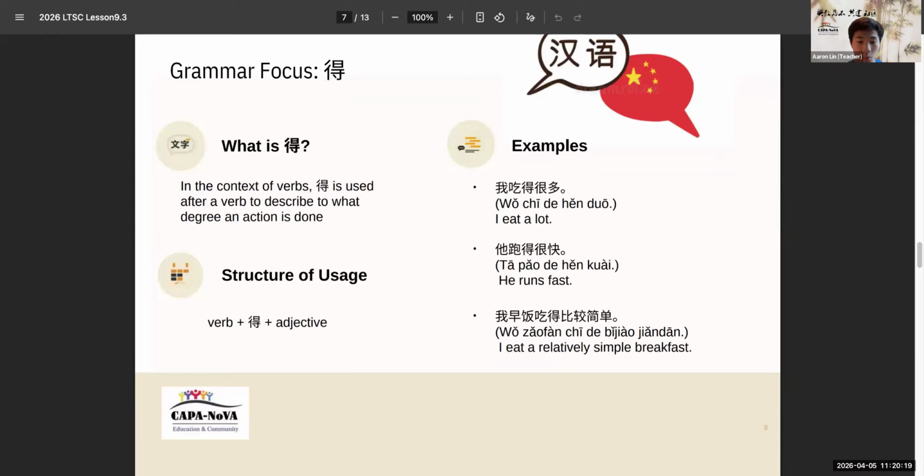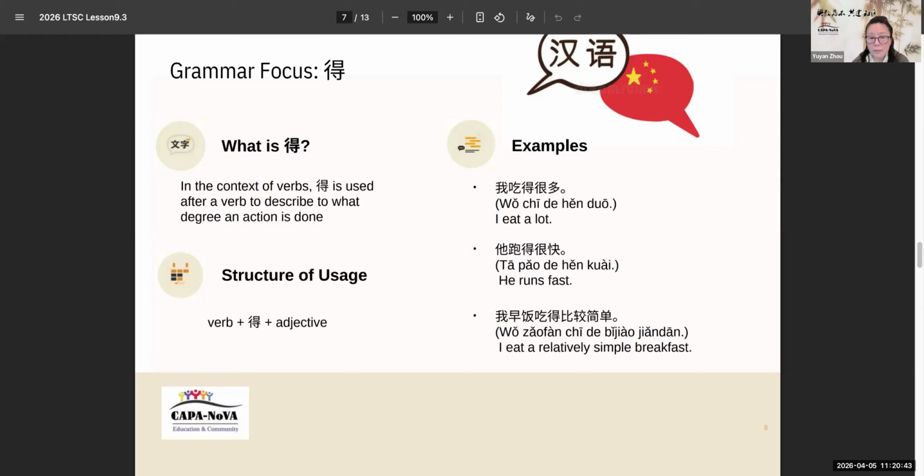And then the last one, 我早饭吃的比较简单, which means I eat a relatively simple breakfast. And the de is placed between the 吃, which means eat, and then the adjective, which is 比较简单 or relatively simple. And so I'll give a few seconds to look at this slide.